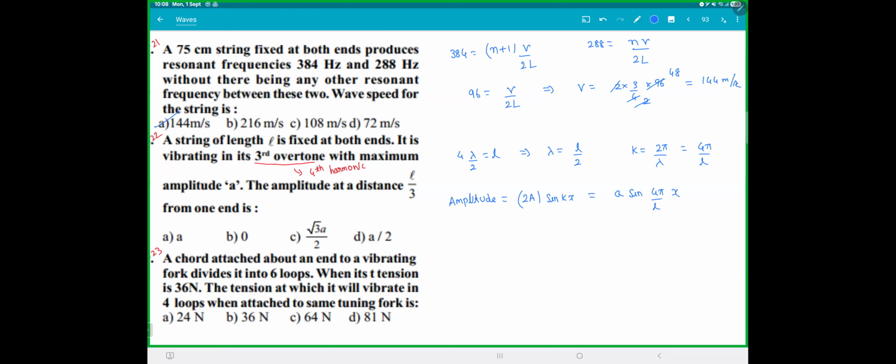And now you're telling me you want the amplitude at a distance of L by 3. So that would be A sine 4 pi L by 3 by L. That's 4 pi by 3. It'll end up to be root 3A by 2.